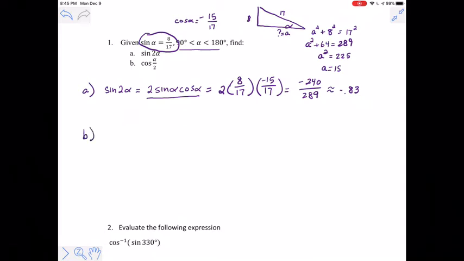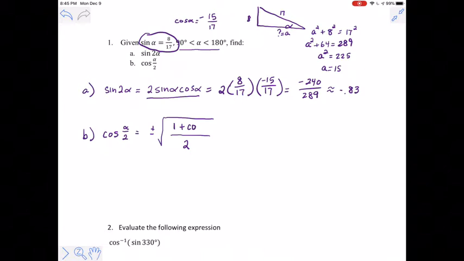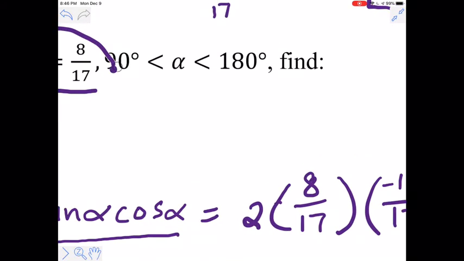Now for part B, we're going to want to know the identity for cosine of alpha over 2. So if you go back to your reference sheet and check for cosine of alpha over 2, you would see that it's plus or minus a big square root of 1 plus cosine of alpha, all over 2. Then what we need to decide is whether it's the positive or the negative. The way we decide that is coming back to this statement here, and it depends on where alpha over 2 is.